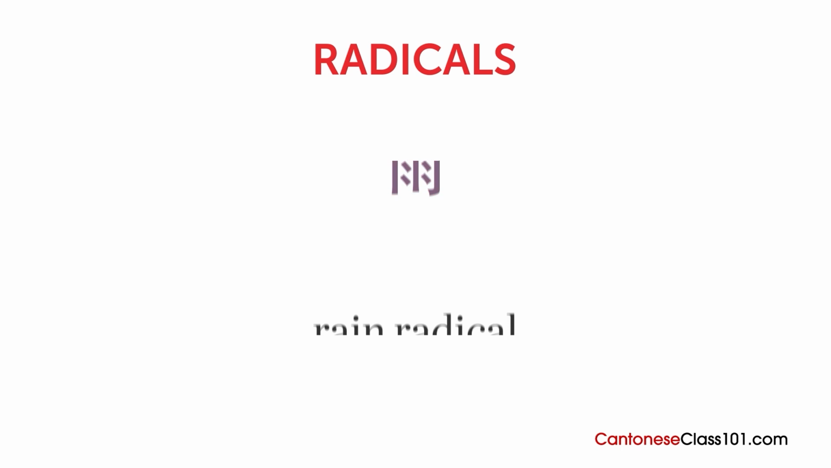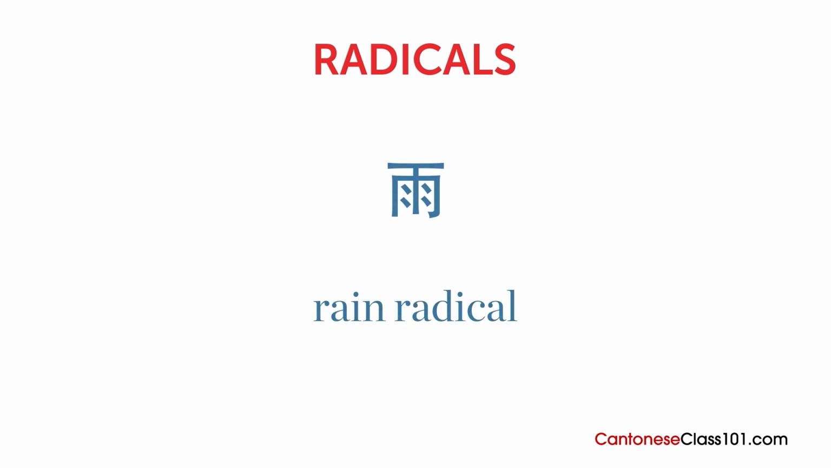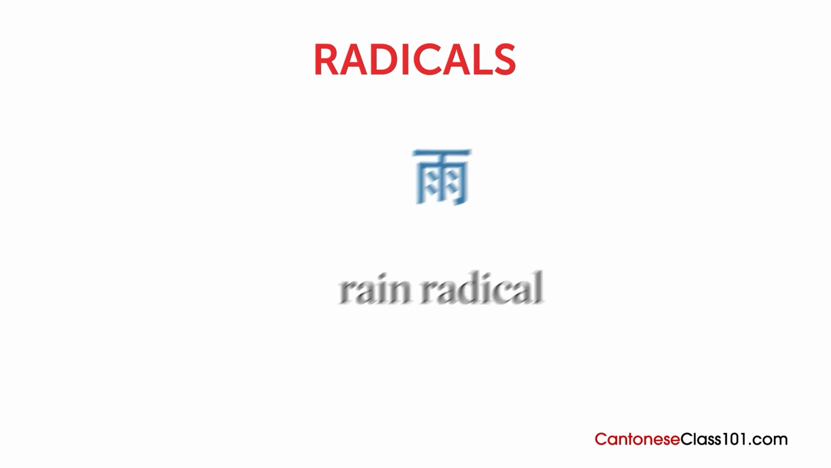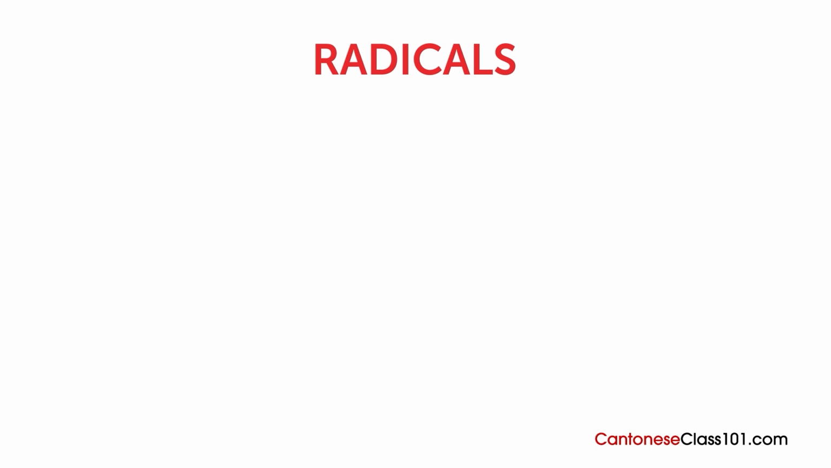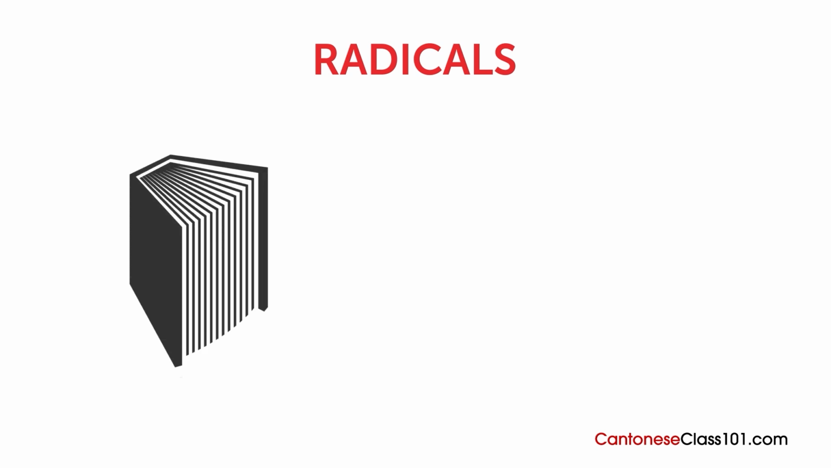Or the characters that have the rain radical are related to rain or other weather conditions and phenomena. Yes, 雨 rain, 雲 cloud, 雪 snow, and 雷 thunder. By learning the radicals, you can easily associate a character with its meaning, or group them with relevant terms. This can help you memorize Chinese characters faster and more efficiently. We also use radicals as the index for dictionaries. While English dictionaries are arranged in alphabetical order, Chinese dictionaries are arranged in radicals.